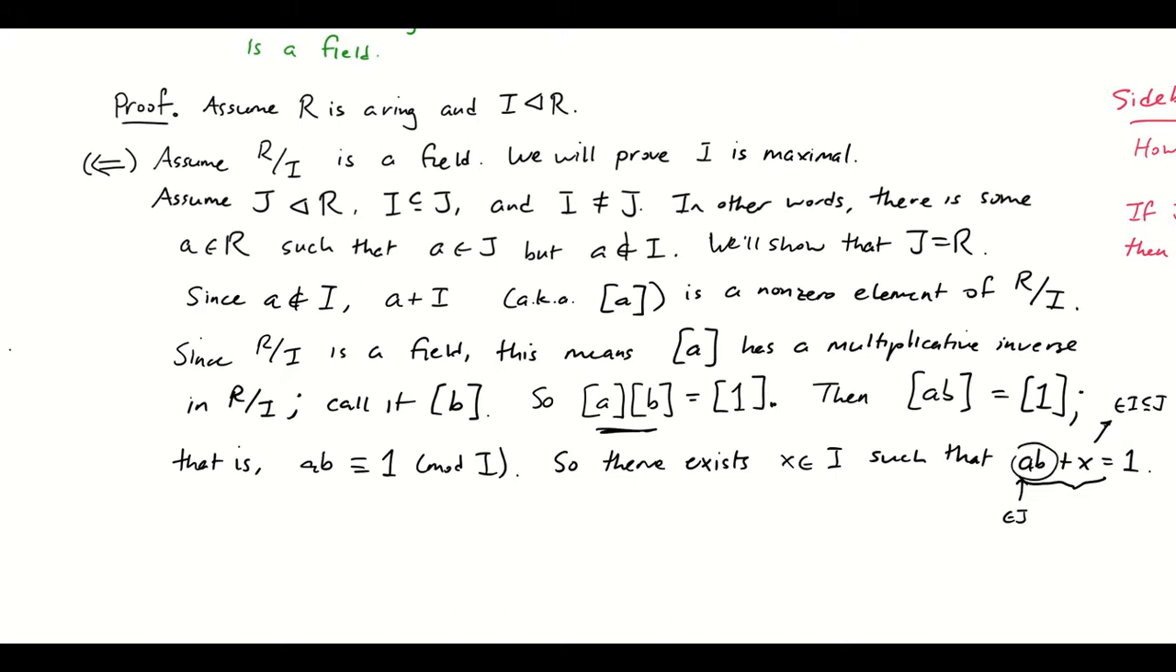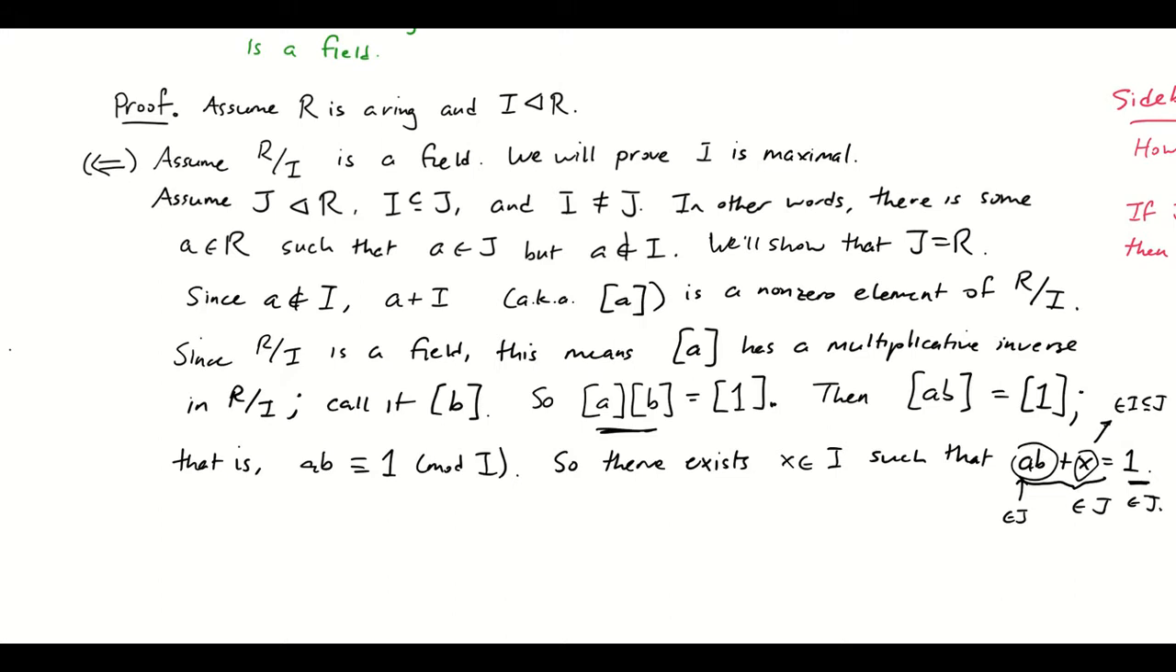So AB belongs to J, and X belongs to J, therefore the sum belongs to J, and therefore 1 belongs to J. And at this point, you should be thinking, that's the strategy. We're going to prove that 1 belongs to J, and once 1 belongs to J, it's all over. Every multiple of 1 has to belong to J, so every element of the ring has to belong to J.